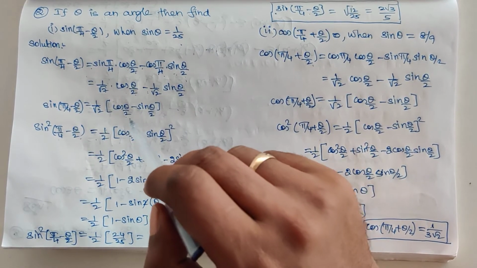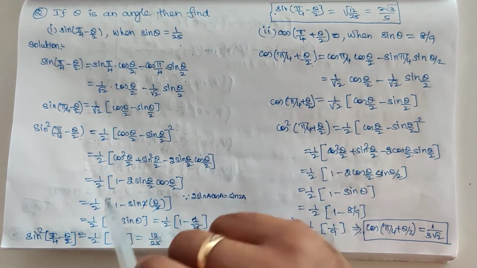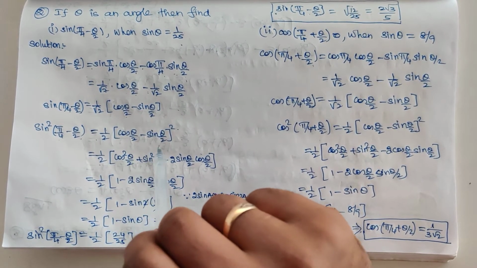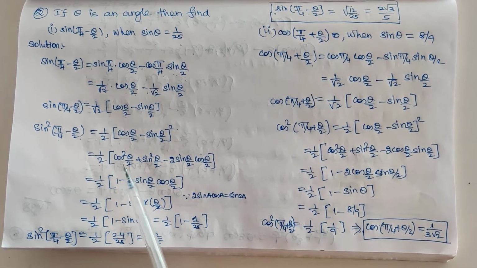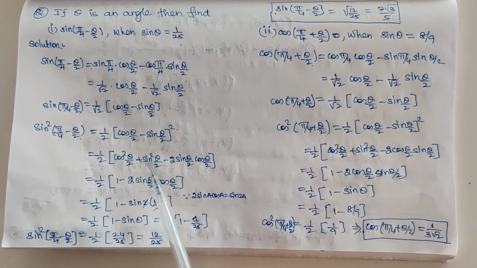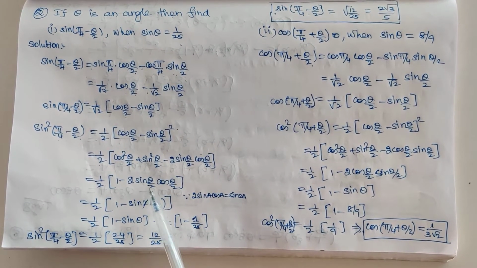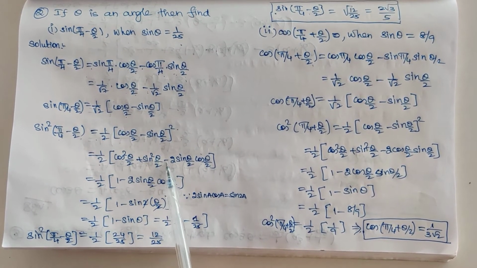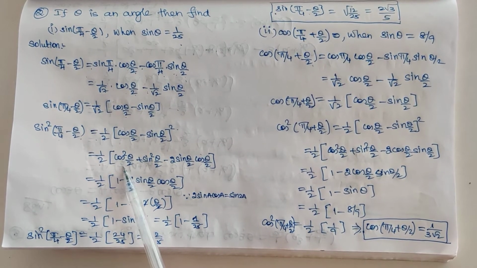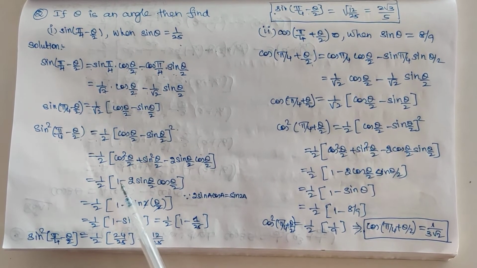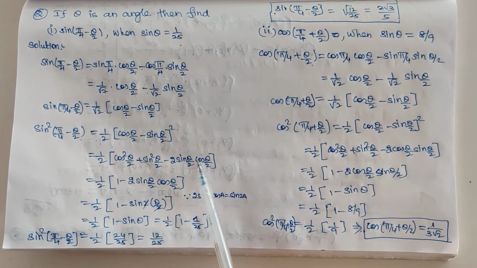This term, cos theta by 2 minus sin theta by 2, whole square. So 1 by 2 into, this is in the form of what? A minus b whole square. So a square, cos square theta by 2, plus b square, sin square theta by 2, minus 2 sin theta by 2 cos theta by 2. So this is the formula a square plus b square minus 2ab. Now we know the formula cos square theta plus sin square theta value is 1. So here cos square theta by 2 plus sin square theta by 2 is equal to 1, minus 2 sin theta by 2 cos theta by 2.